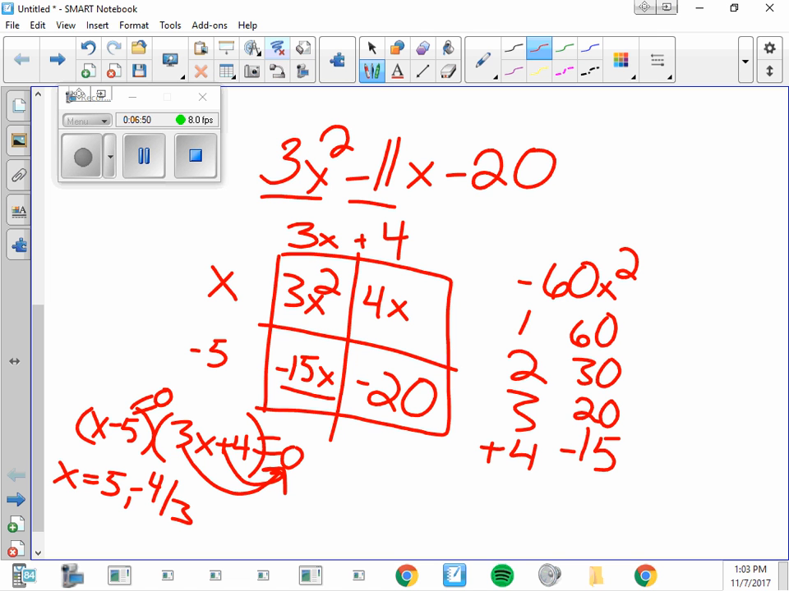Why did I get a fraction here? How did I know at least one of my answers was going to be a fraction? Right, the leading coefficient. If the leading coefficient cannot be factored out, one or both of your roots will end up being fractions. Okay, it is possible for both of them to be fractions, but at least one of them has to be a fraction.